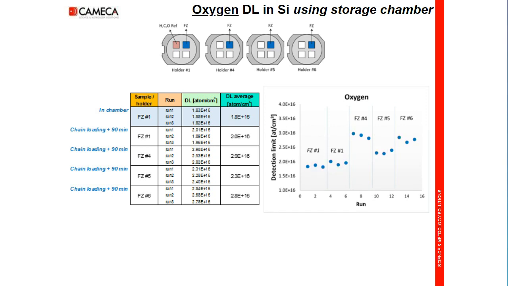For oxygen now. Again, the best results were obtained for float zone 1. And again, no difference is observed after holder 1 is unloaded and then loaded back to the analysis chamber. The results obtained for float zone 4, 5, and 6 show some variability. The detection limit is about 20 to 50% higher than for float zone 1, depending on the holder.